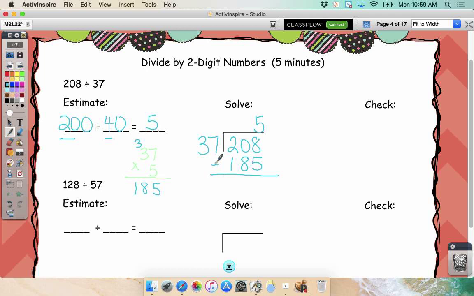Subtract. So that's going to be 23. Okay. So 5 remainder 23. Now I'm not going to write my answer yet. Okay. Get all this written down and then I'm switching to a highlighter. Got your highlighter? Okay, there are 3 numbers you need to highlight in this problem and you'll see why in a minute.